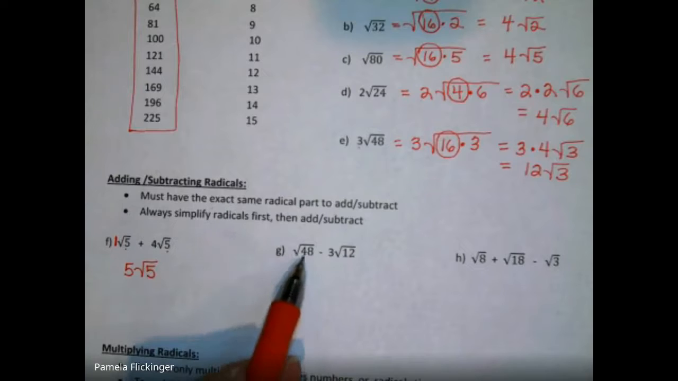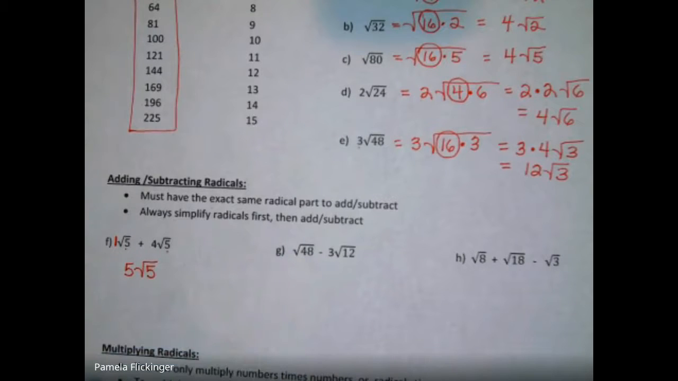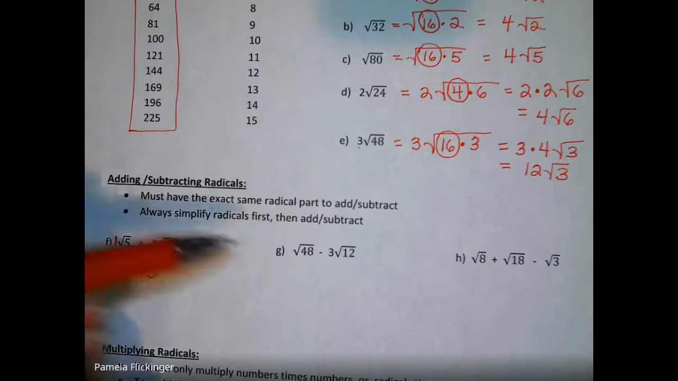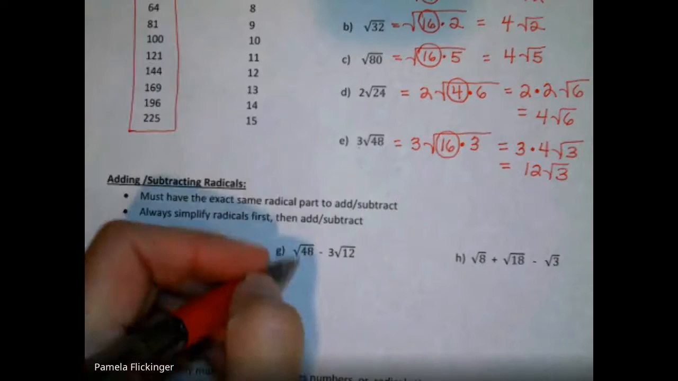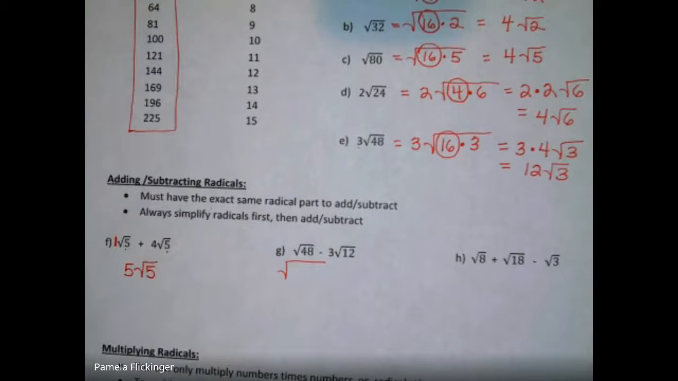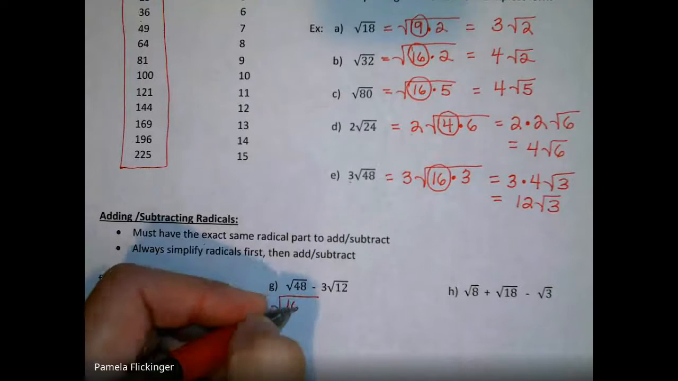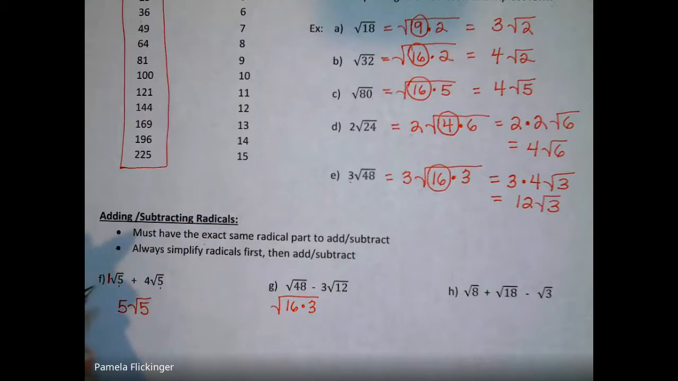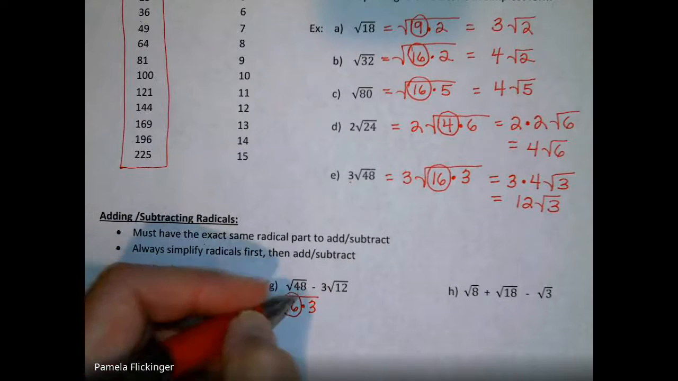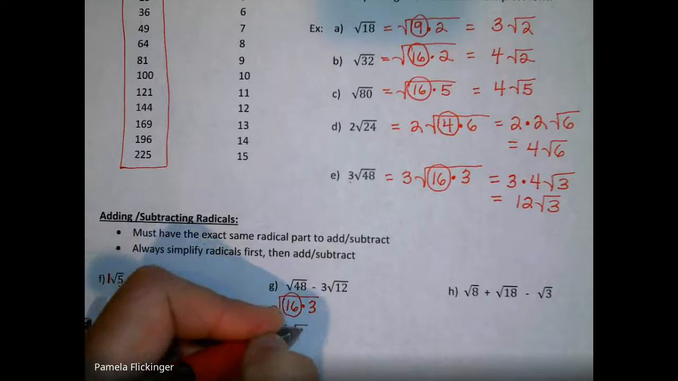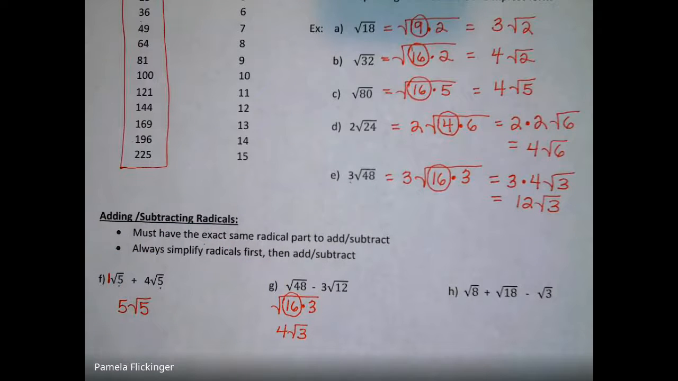So notice in G, when you look at this, you might say, oh, that's not going to work. Well, the second bullet says we always have to simplify our radicals first, then see if we can add or subtract anything. So the square root of 48, we're going to simplify that. I go to my list, slide this back up, and work my way up. We know 16 goes into 48 3 times. So I would circle that, bring a 4 out, leave the 3 in. So that simplifies to 4 times the square root of 3.